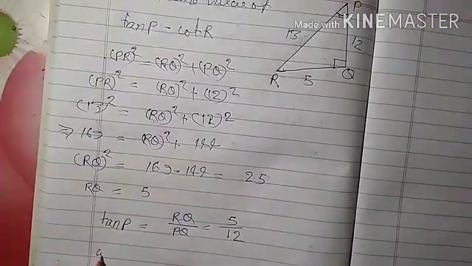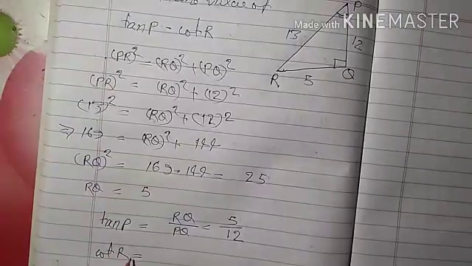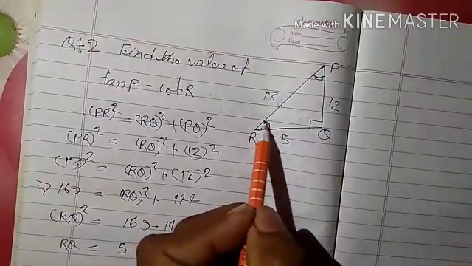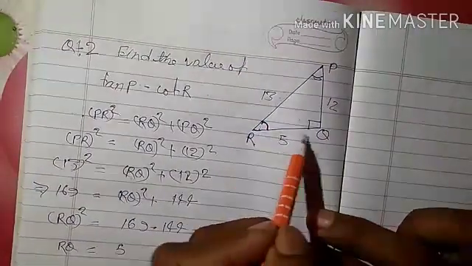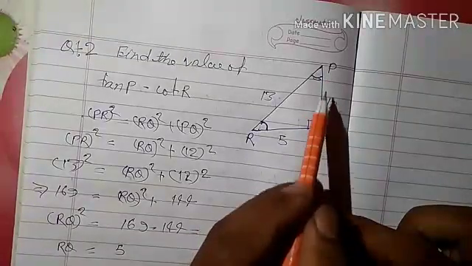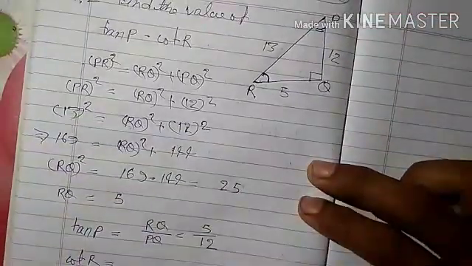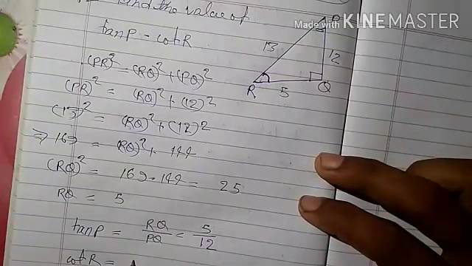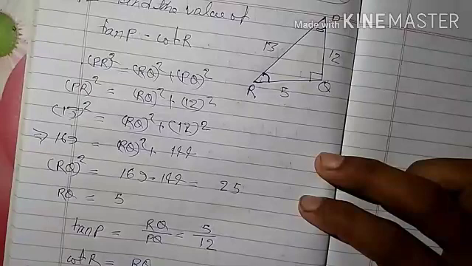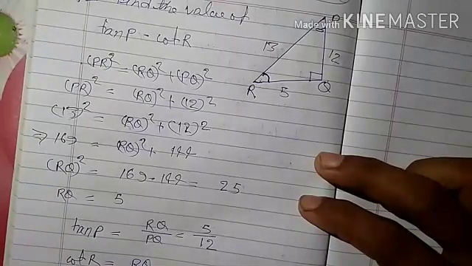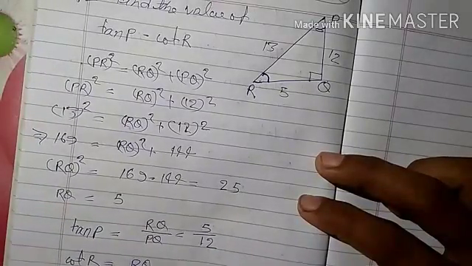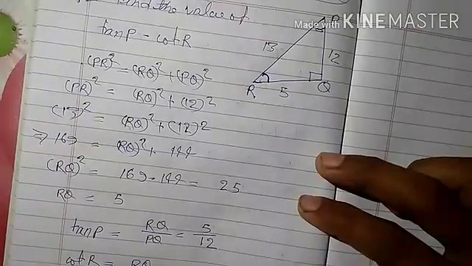Next, cot R. For angle R, RQ is base and PQ is perpendicular, so cot R is equal to base divided by perpendicular, that is RQ divided by QP. The value of RQ is 5 and QP is 12.